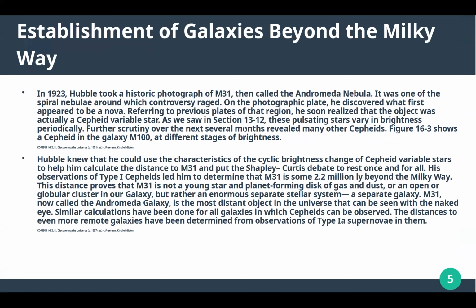A separate galaxy, M31, now called the Andromeda Galaxy, is the most distant object in the universe that can be seen with the naked eye. Similar calculations have been done for all galaxies in which Cepheids can be observed. The distances to even more remote galaxies have been determined from observations of Type 1a supernovae in them.